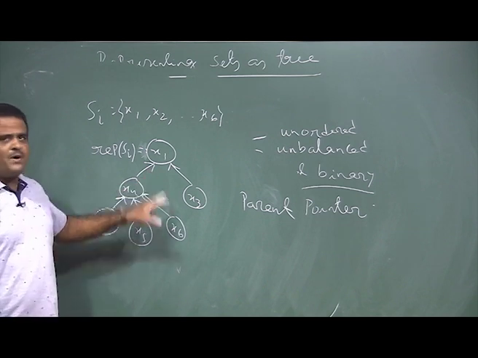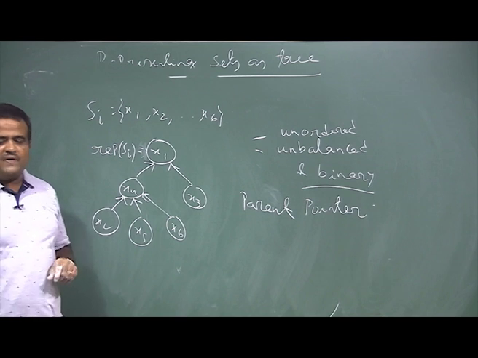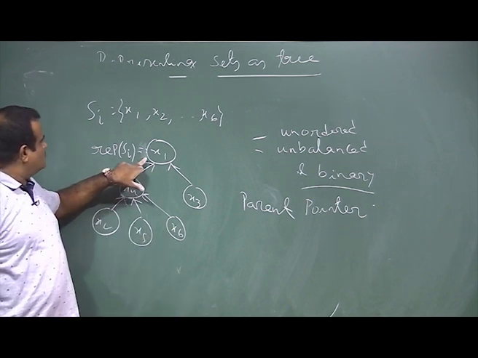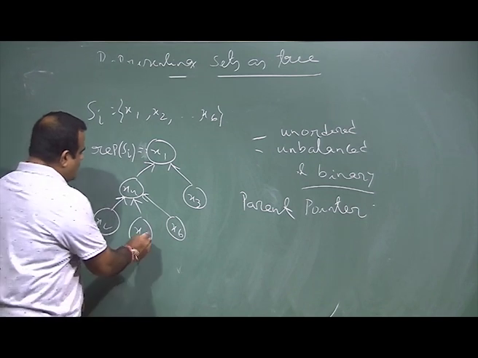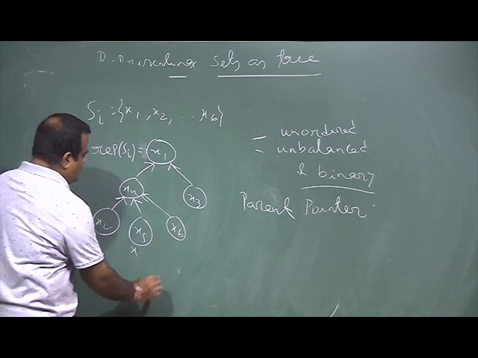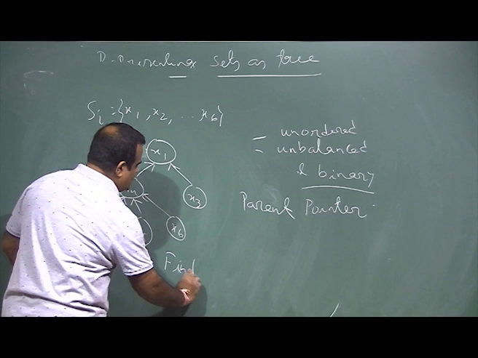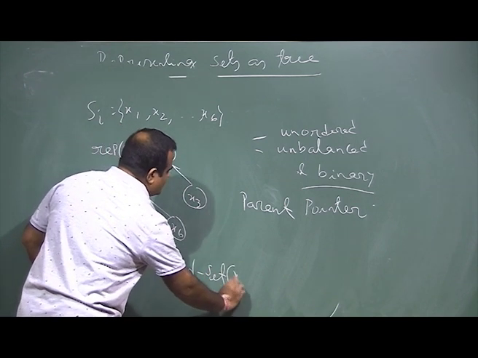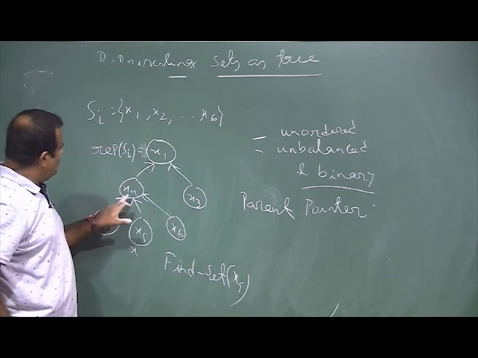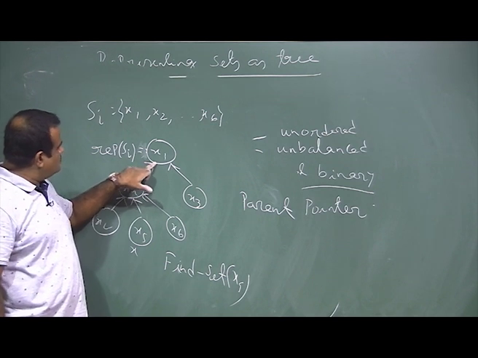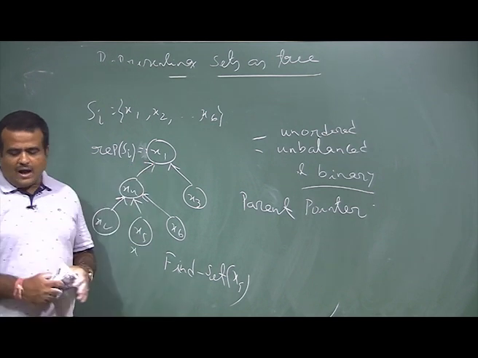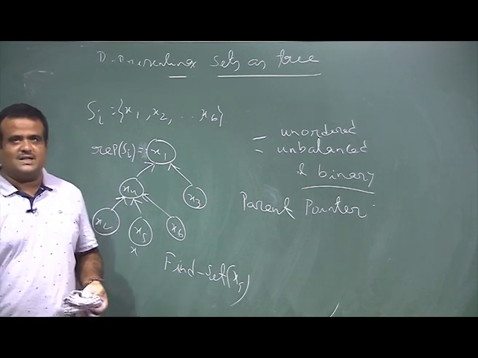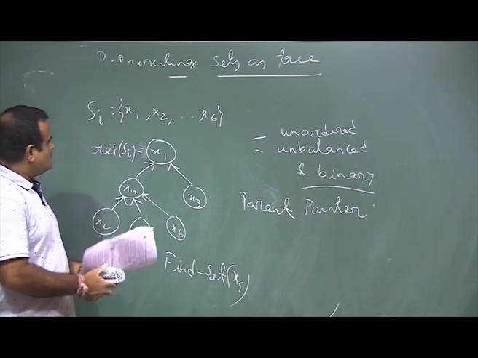Why do we need the parent pointer? Because to find the set, we have to return this root element. Suppose we want to do find set of x5. What do we do? We follow the parent pointers this way, reach the root, and return x1. That will take the depth of x, basically. Now, this is our data structure.